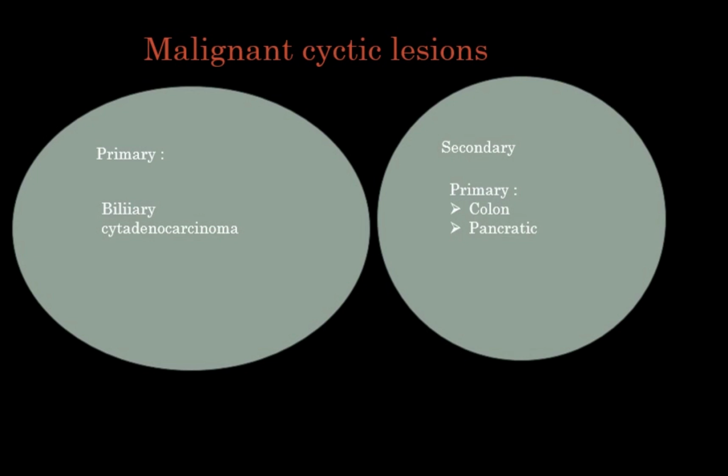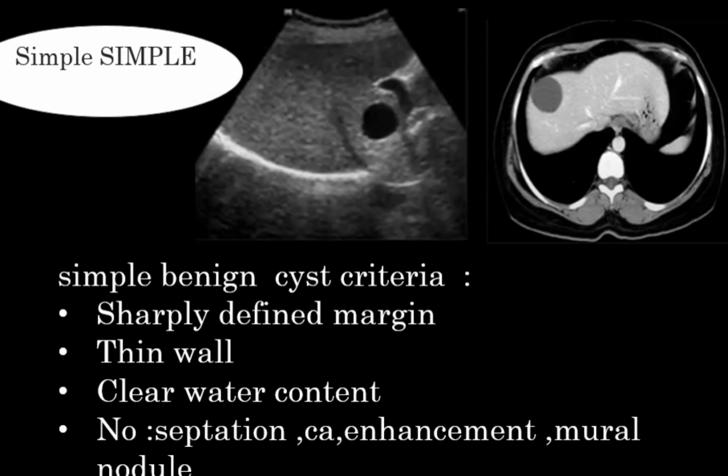The primary one is biliary cystadenocarcinoma, which I'm not going to talk about, and the secondary ones are mostly from colon and pancreatic. What about ovary? Ovary is not cystic? Ovary too. Yes, ovary is cystic, but it's mucinous, meaning thick content, cystic metastasis.